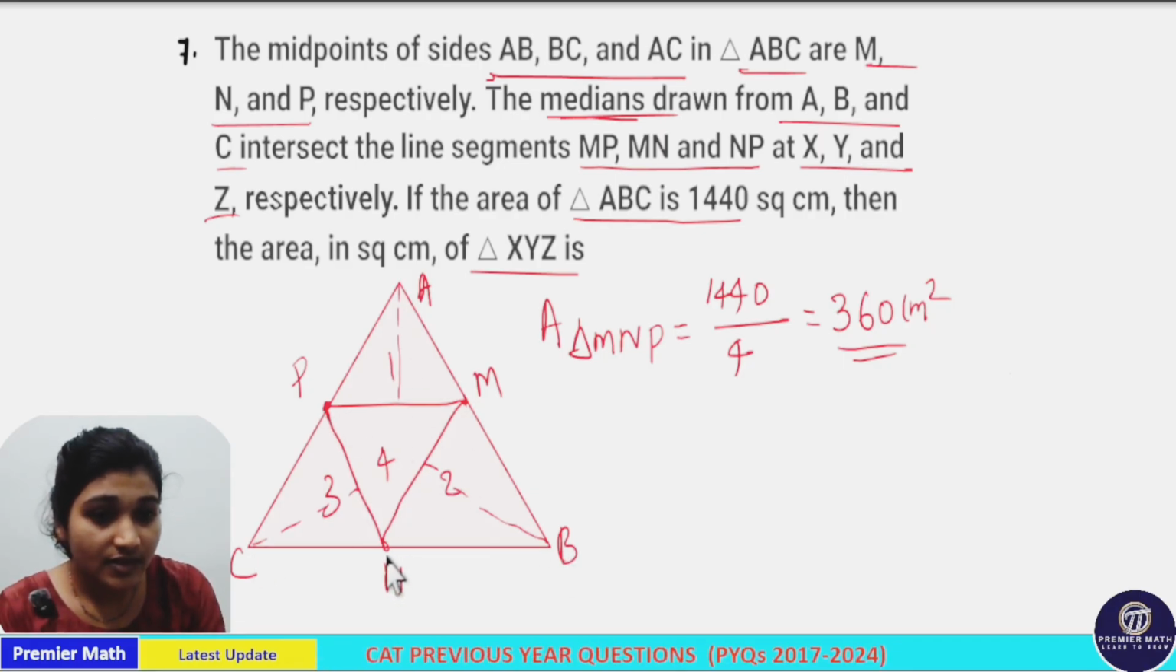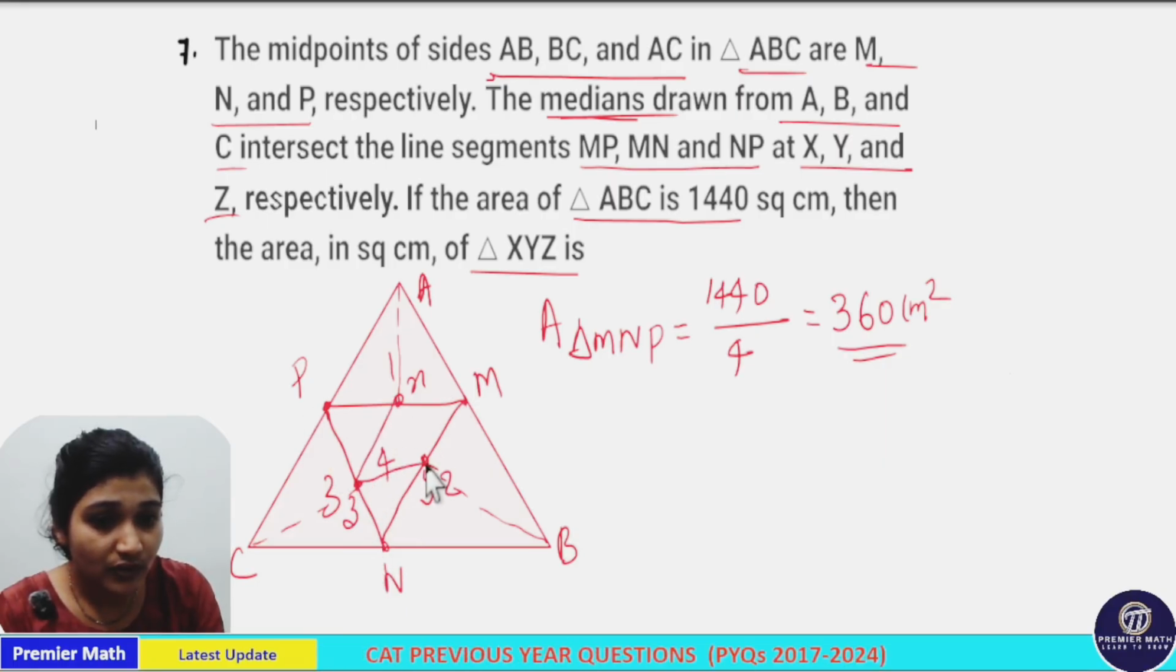A median divides the base into two equal parts. Here N is already a midpoint. So here AN divides PM into two equal parts, BP divides MN into two equal parts and CM divides PN into two equal parts. And here medians from ABC intersect PM, MN and NP at X, Y and Z, which means XYZ is the midpoint triangle of triangle MPN.